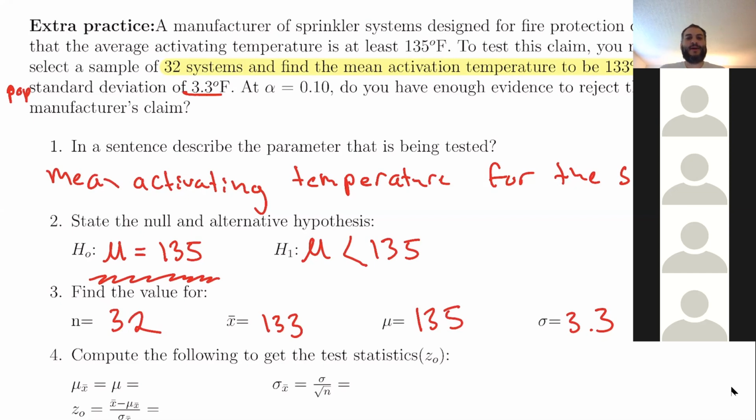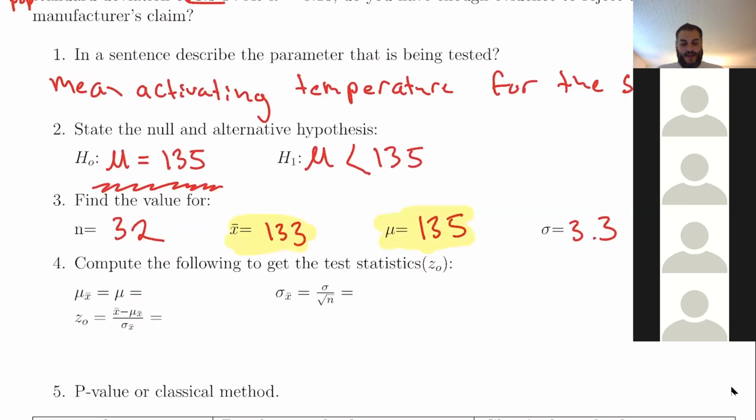All right. So right now what we're trying to do is figure out, is this difference of 133 to 135 a significant difference? Because if you look at it right now, there's a 2 degrees Fahrenheit difference. So we want to see if that difference could have been caused by random luck, or if it is actually a significant difference that lets us claim that their claim of at least 135 is false. So let's go ahead and go to step 4.